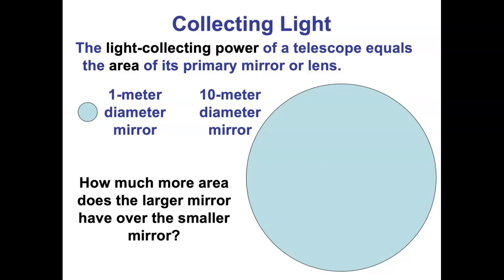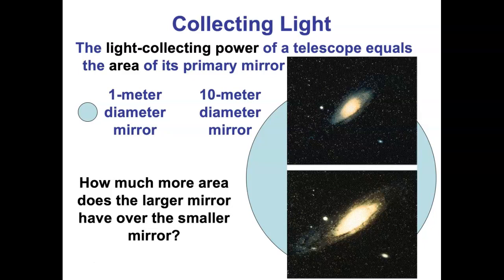And so if you have 10 times the diameter, the 10 meter mirror has 100 times, 10 squared, it has 100 times the area. And so that 10 meter mirror is going to be able to get 100 times more light every second. You're going to make faint objects look 100 times brighter every second.